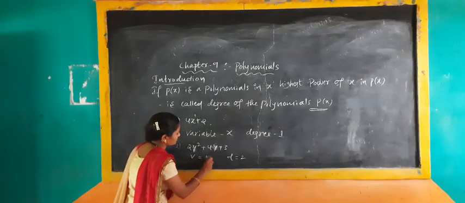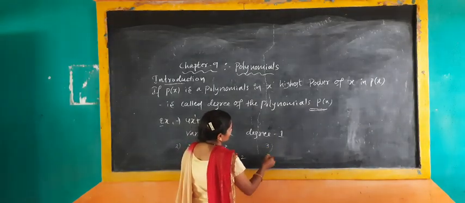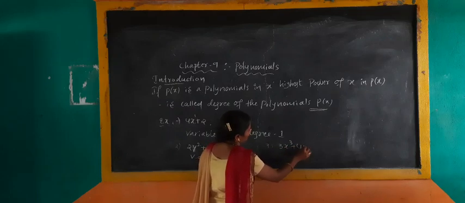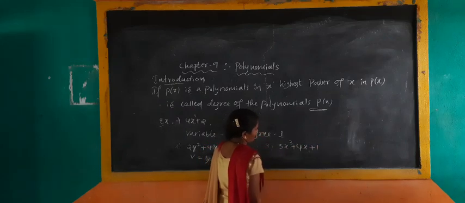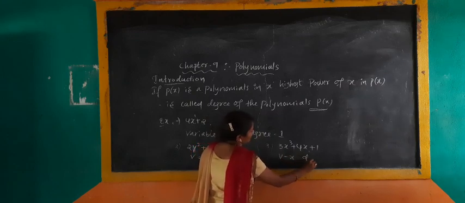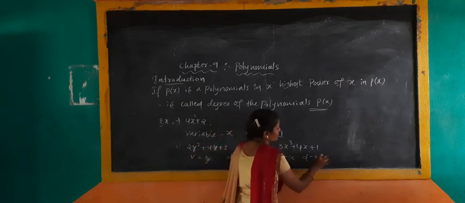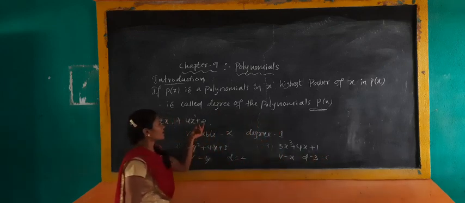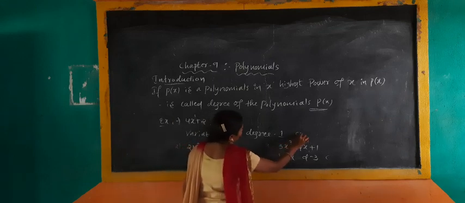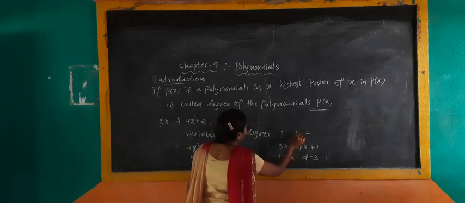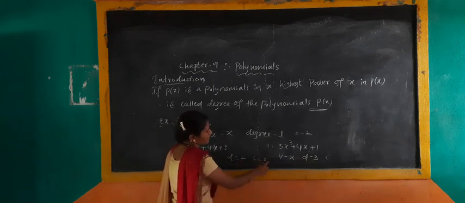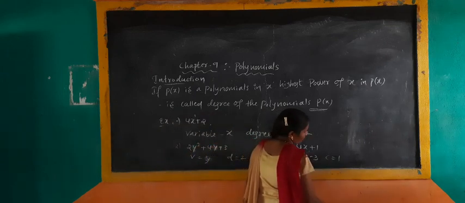And next, for example, 3x cube plus 4x plus 1. Here the variable is x and the degree will be 3. And here the constant term is there. For the first example the constant term will be 2, for the second example the constant term will be 3, and for this example the constant term is 1.